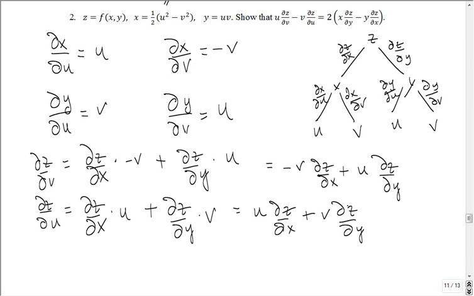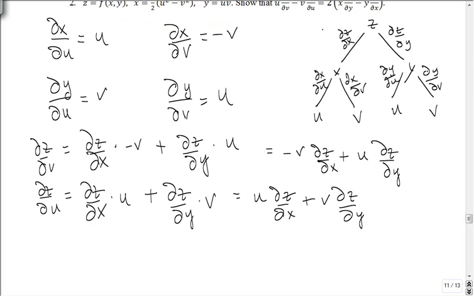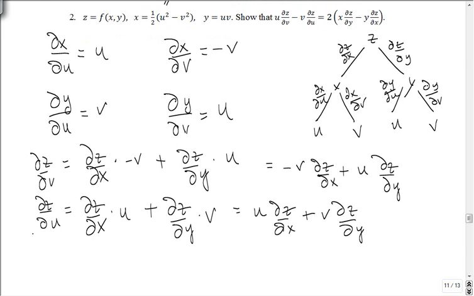Okay, now let's put it all together. So we need to do the proof. What we're going to do is take the left side of what we have to show, work with it, and see if we get what is on the right. That's how you do proofs, okay? So I'm going to say LHS, left hand side.